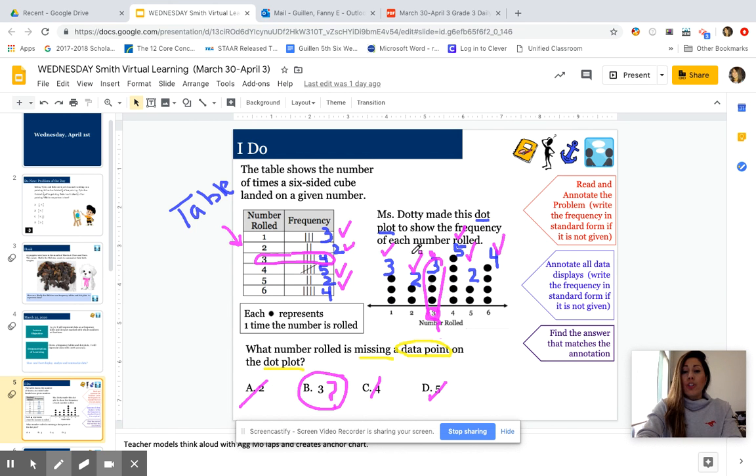Make sure you label your tables first with your numbers. Write the standard form for your table and write the standard form for your dot plots. Pay attention to the question. What is it asking you? This is the important information that I'm looking for. So whenever you're going back to your question, make sure you know exactly what you're looking for.